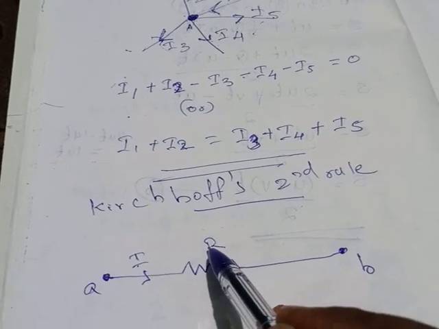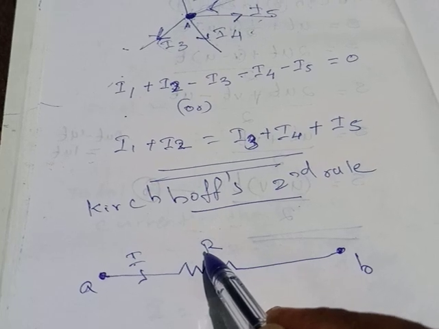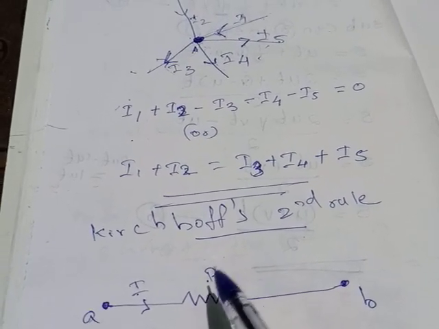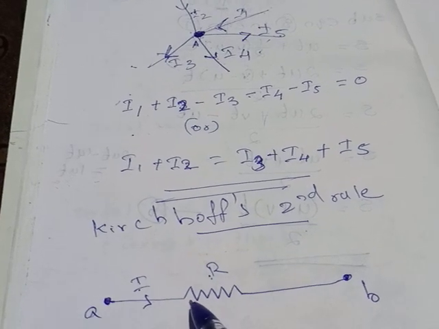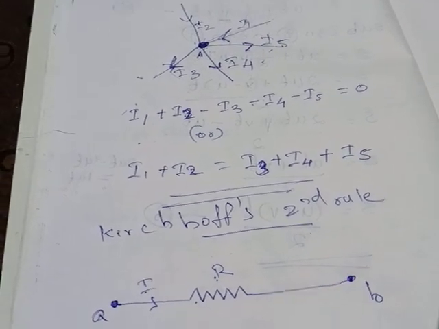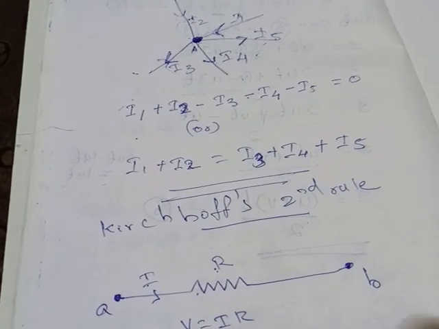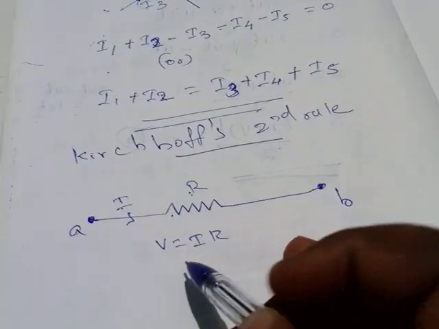and this resistance R, that will be equal to the total EMF V of the circuit. We know that V is equal to IR. That only, very simple thing. This is what he said.